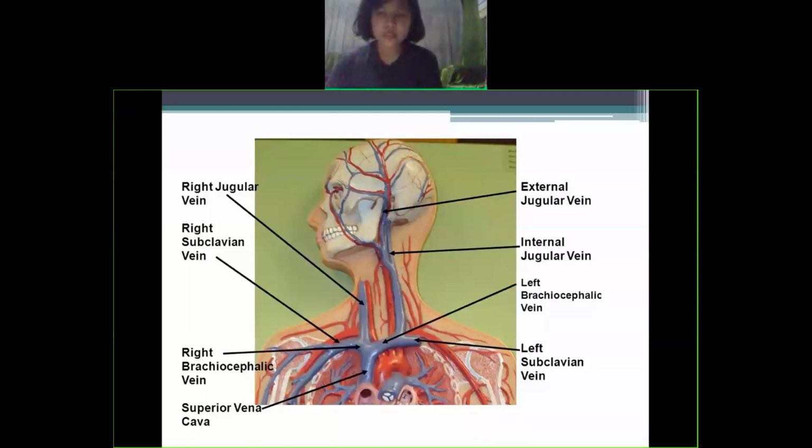And these brachiocephalic veins, both the right side and the left side, form the superior vena cava. This is the superior vena cava, right? So the right brachiocephalic vein and the left brachiocephalic vein form the superior vena cava. This one. Okay, is it clear till here?